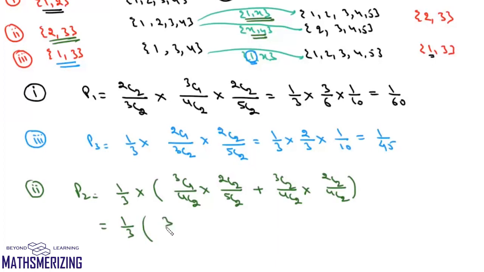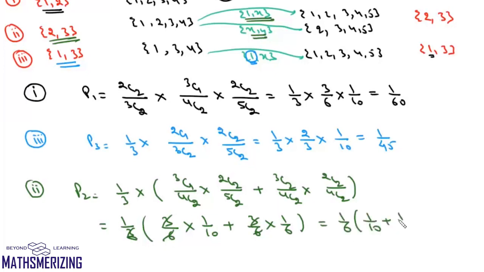Now this is 3 by 6 and this is 1 by 10 plus 3 by 6 into 1 by 6. Now this is 1 by 2, so we'll take this 1 by 2 common. So it'll be this 1 by 6 and then 1 by 10 plus 1 by 6, which is 8 by 180 and which is 2 by 45. So this probability is 2 by 45.